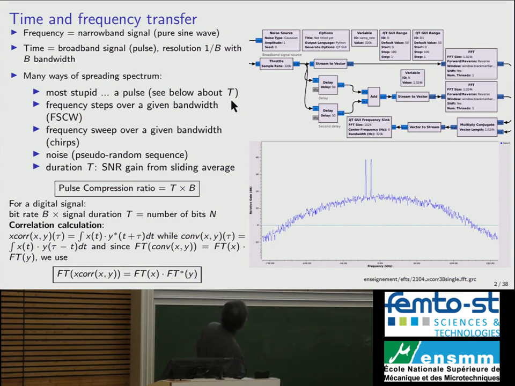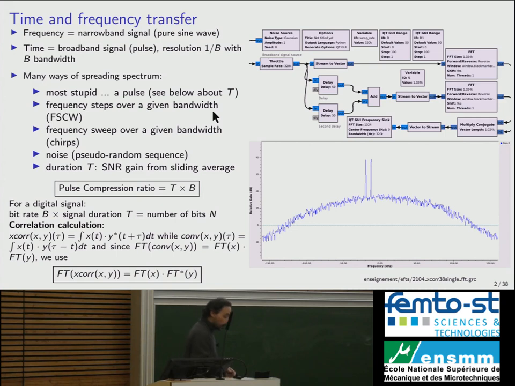On the other hand, what you can do is to broaden the spectrum by just sweeping the local oscillator. So if you sweep the local oscillator over bandwidth B, then taking the inverse Fourier transform of the return signal will give you the time domain transfer function, so the impulse response. That's what frequency step continuous wave radars are doing, FSCW radar.